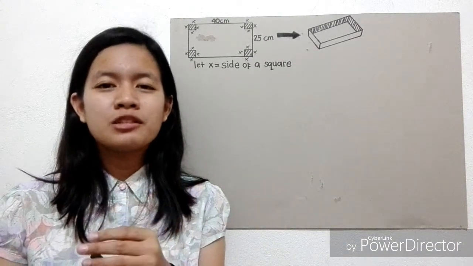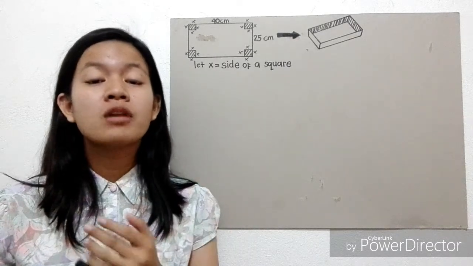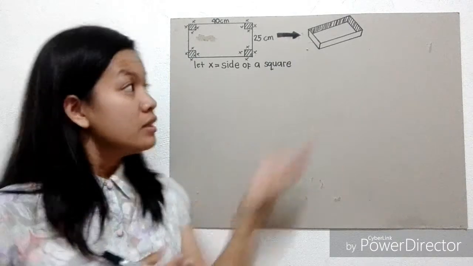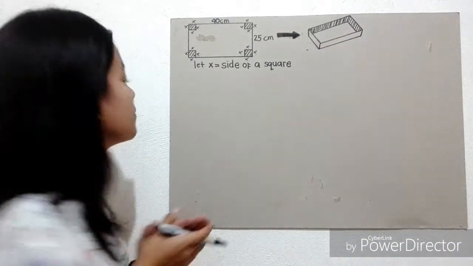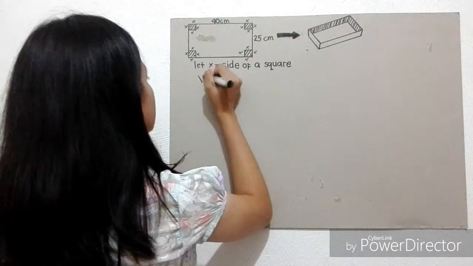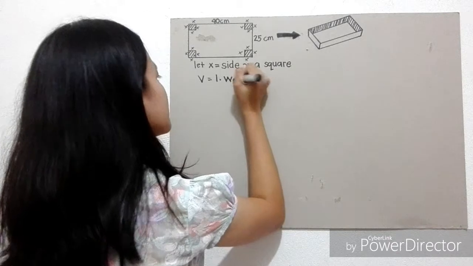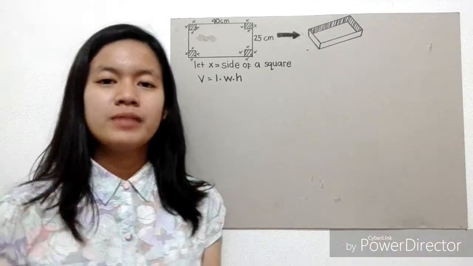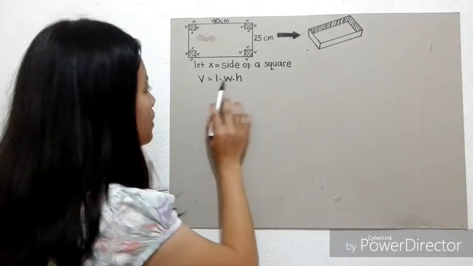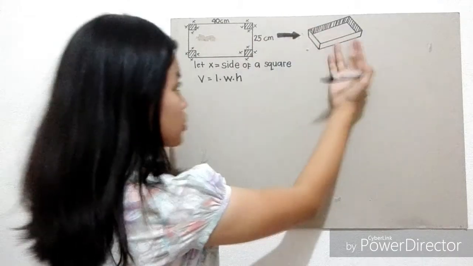The first thing we need to do is to make use of the formula for getting the volume of a rectangle, since we are dealing with a rectangular cake dish. The volume of a rectangle is equal to length times width times height. The problem now is what will be the length, the width, and the height. For that, let's go back to this drawing.